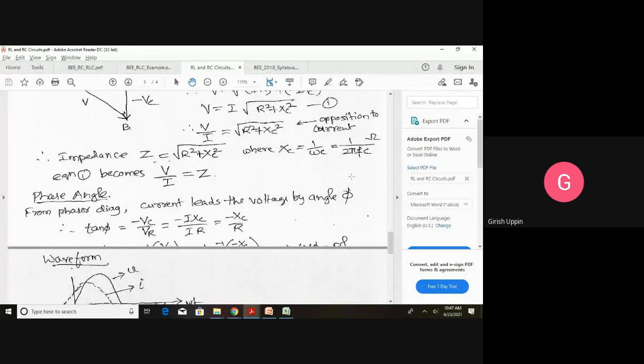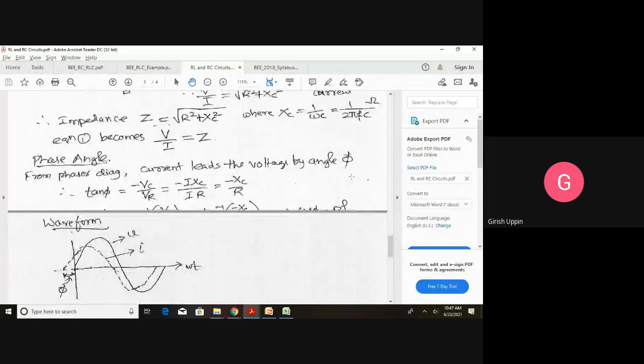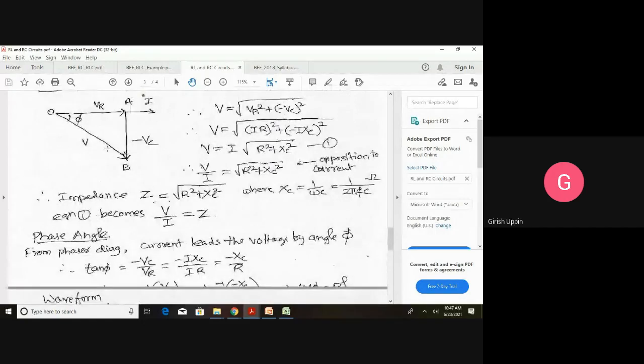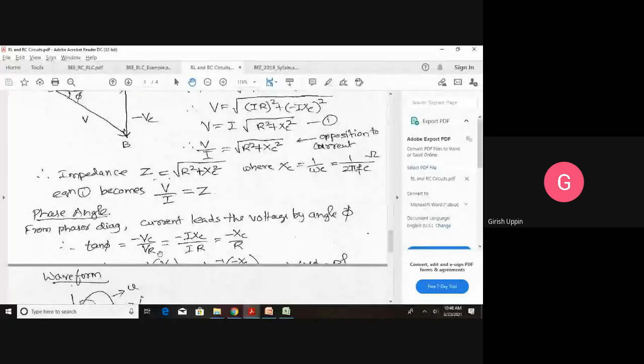And how to find the angle between the voltage and the current? The angle between the voltage and current is given by tan phi is equal to minus VC by VR, or if I represent VC as I XC and VR as I R, then tan phi is equal to minus XC by R. So the phi angle is tan inverse of minus VC by VR, or tan inverse of minus XC by R.